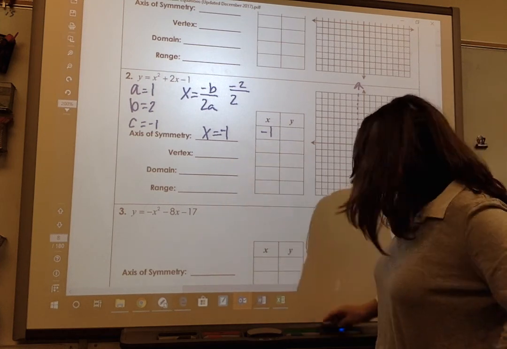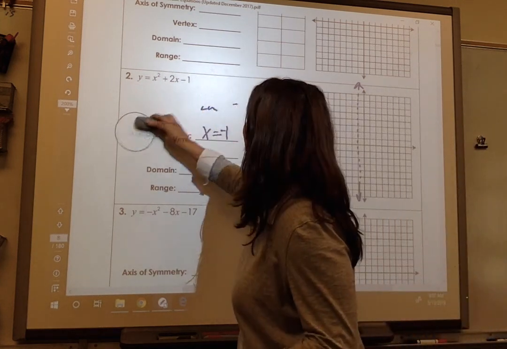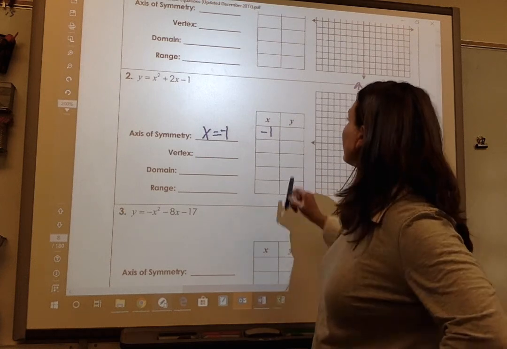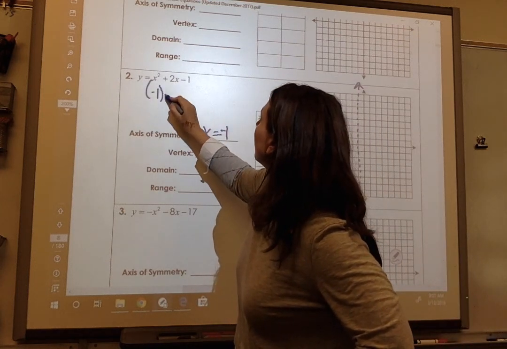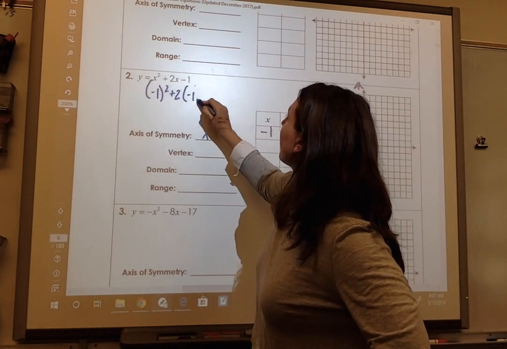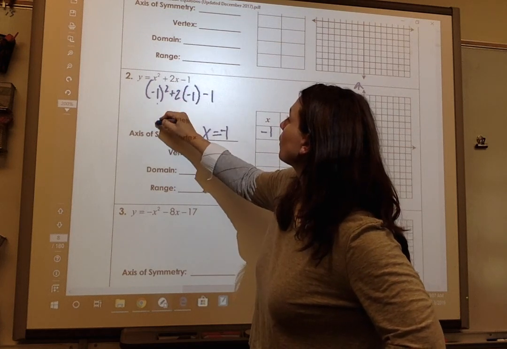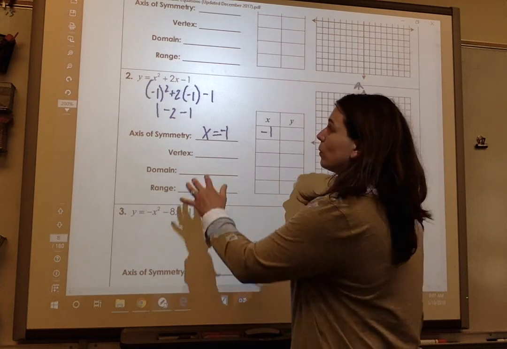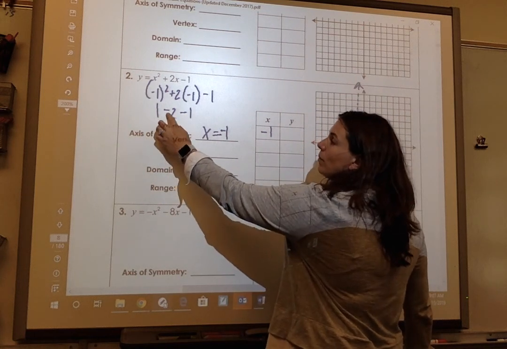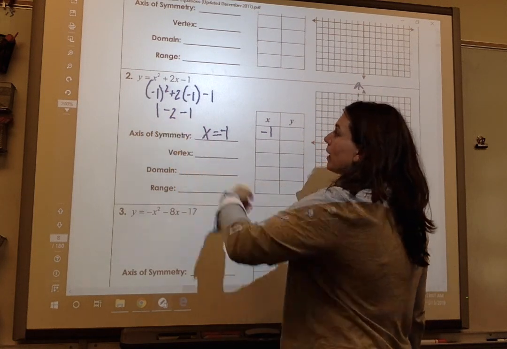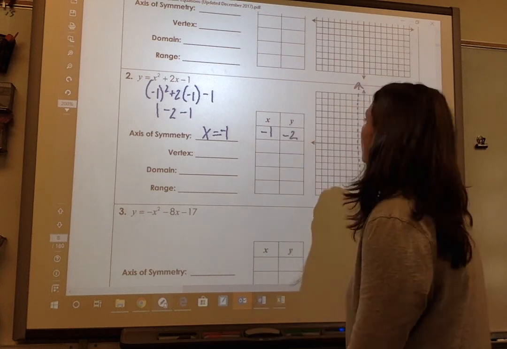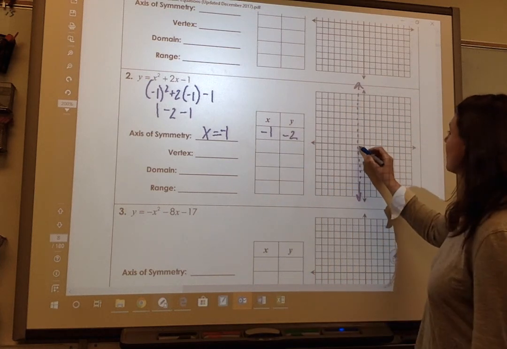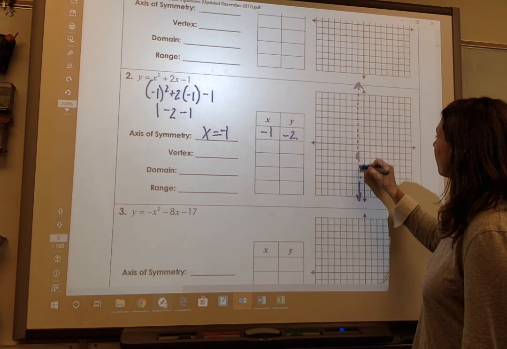So when x is negative 1, to find my vertex, what is my y value? Negative 1 squared is 1. 2 times negative 1 is negative 2, minus 1. So when I combine all these, 1 minus 2 is negative 1, negative 1 and negative 1 is negative 2. So my vertex is negative 1, negative 2.